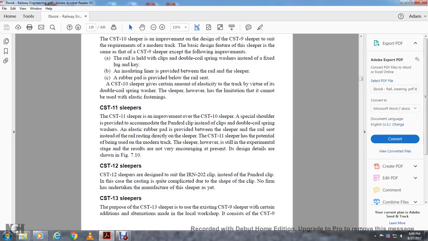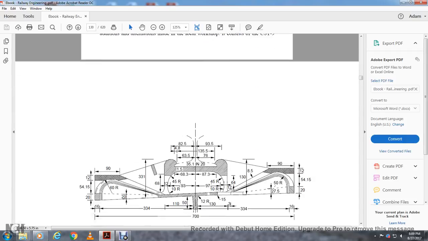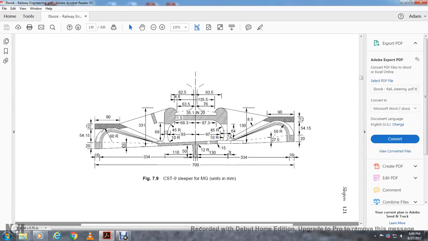The CTS-12 sleepers are designed to suit the IRN 202 clip instead of the Pandrol clip. In this case the casting is quite complicated due to the shape of the clip. No firm has yet undertaken the manufacture of the sleeper. CTS-13 sleeper. The CTS-13 sleeper uses the existing CTS-9 sleeper with certain alterations made by the local workshop, and consists of the CTS-9 sleeper with the gauge and meter gauge units.